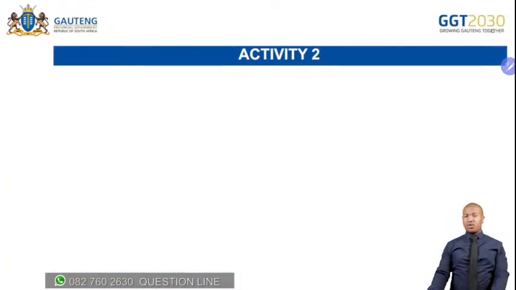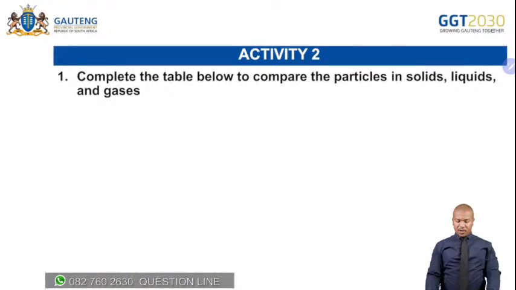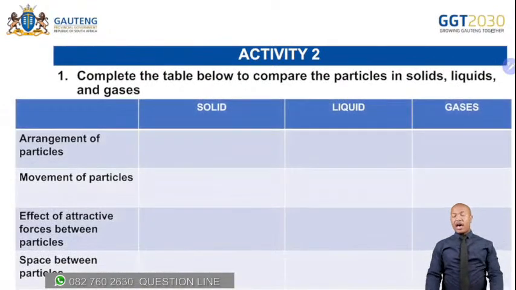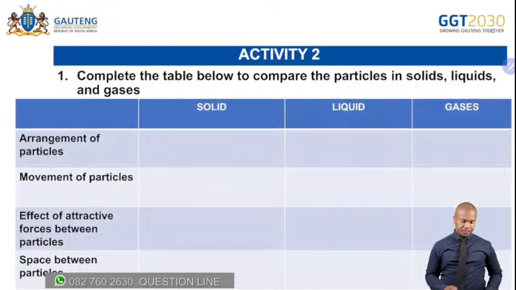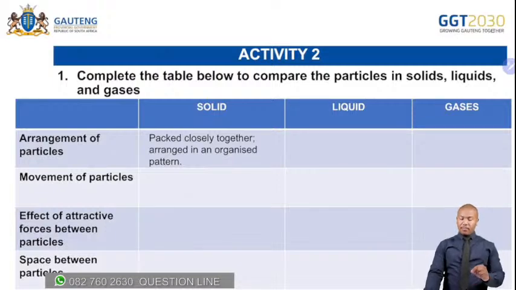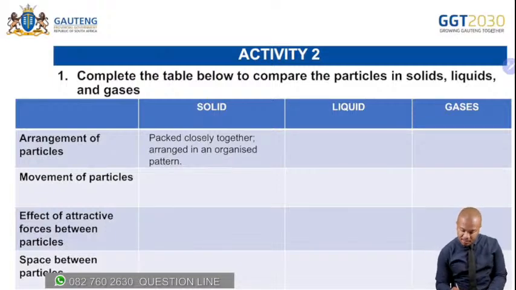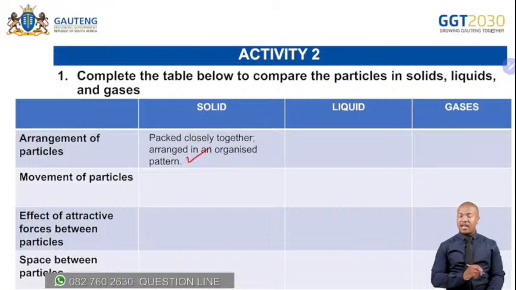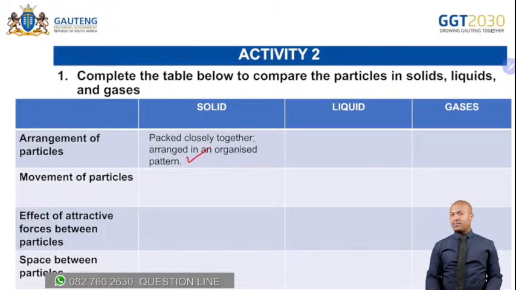For now, let's look at the solutions for our activity. You had to complete the table below and compare the particles in solids, liquids, and gases. So you needed to write the arrangement, movement, effect of attractive forces between particles, and also the space between the particles for solids, liquids, and gases. Now the arrangement for solids, they are closely packed towards each other. They are packed closely together and arranged in an organized pattern.